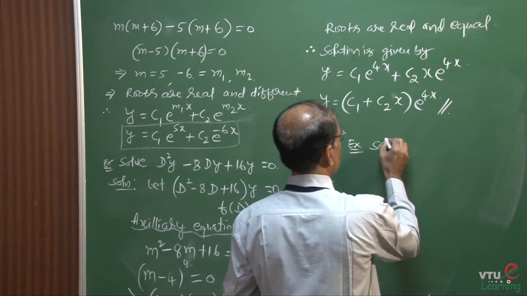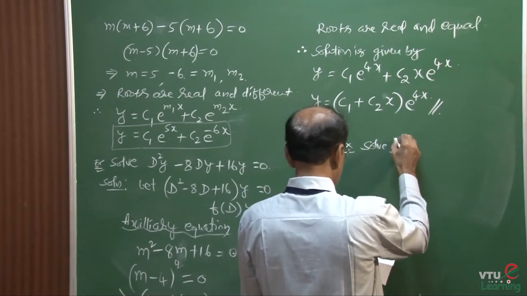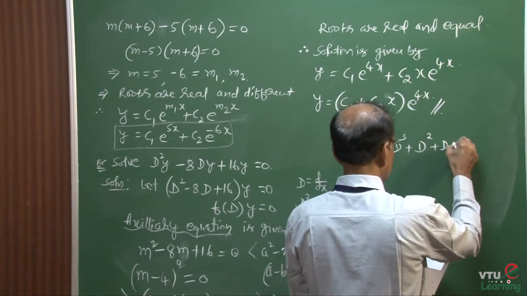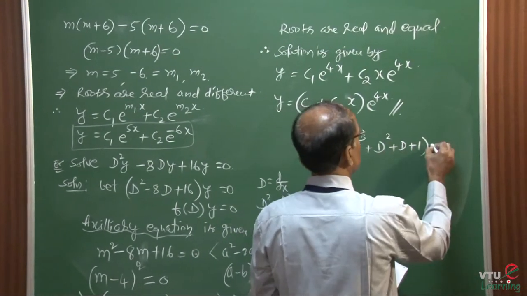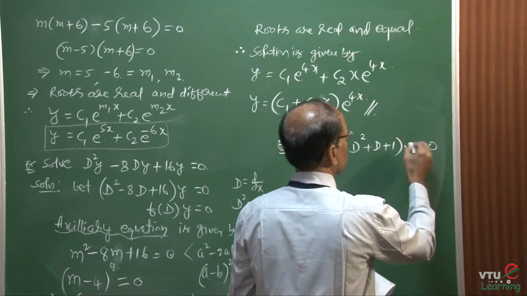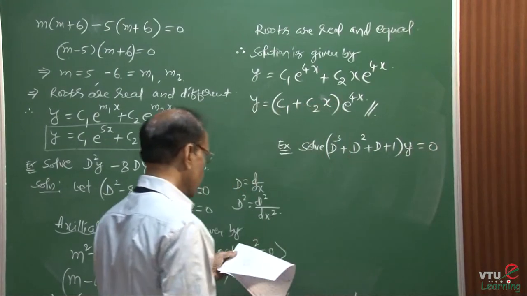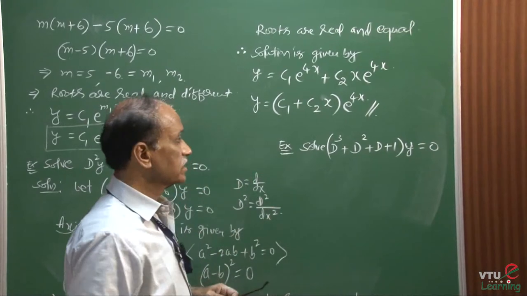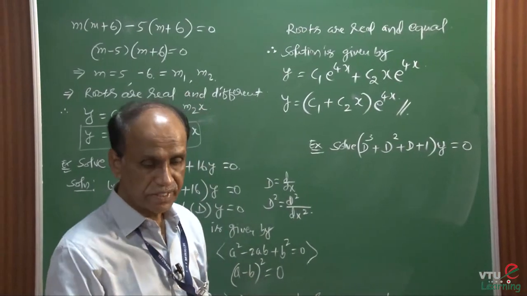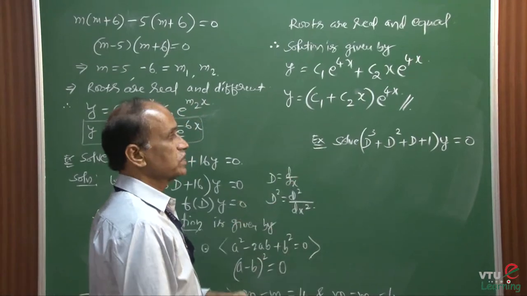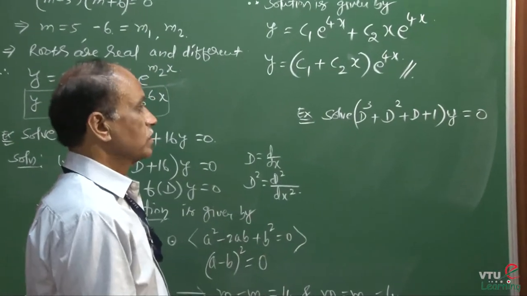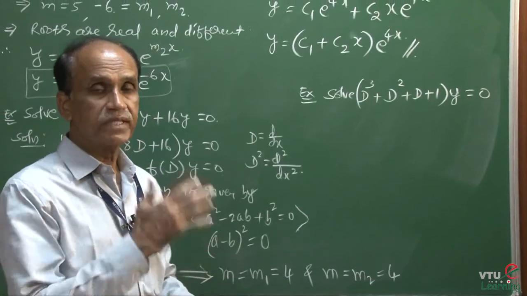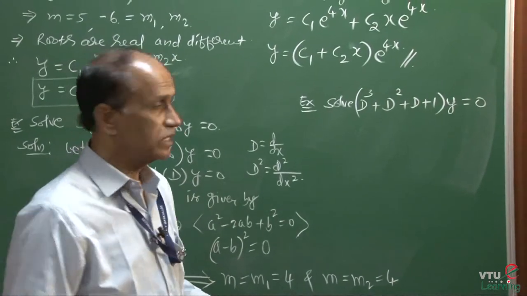Solve d cube plus d square plus d plus 1 operating on y is equal to 0. This is another situation which is different from the previous two cases. How does this problem give the solution and how do we obtain the roots of the equation after converting from this existing form to the auxiliary form?